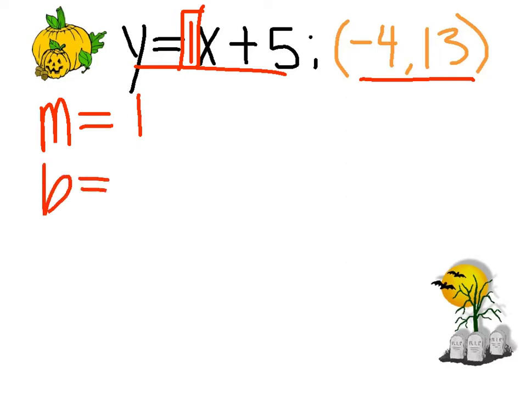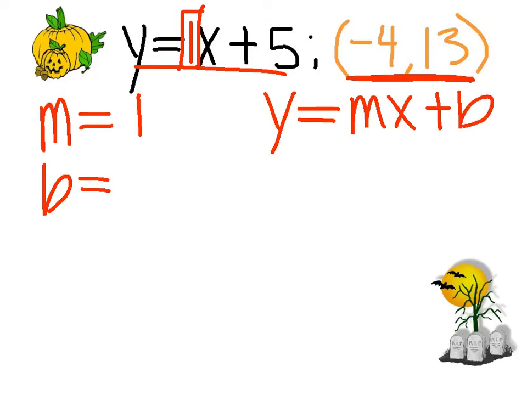Next, we need to find our y-intercept. How do we find our y-intercept? What are we using? The coordinates. Right, we're using our point, or our coordinate. We need to find y equals mx plus b. We're going to plug in everything that we know about our line. What do we know? Our slope is what? 1. Okay, now we're going to plug in the coordinates of our point.